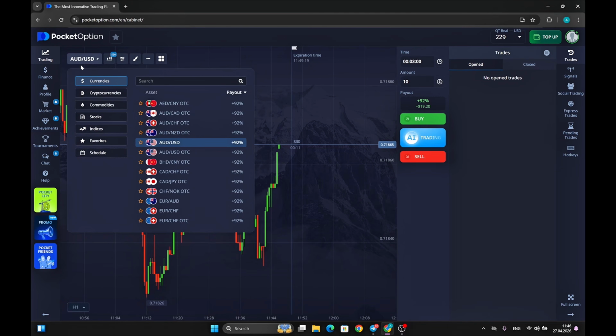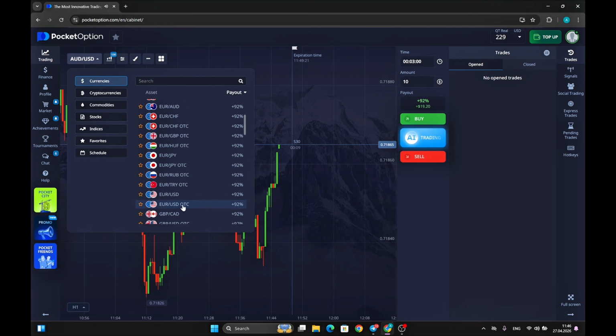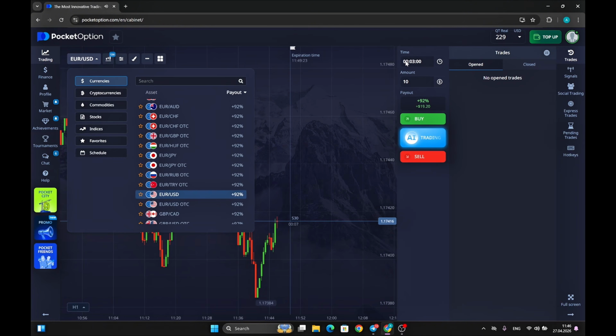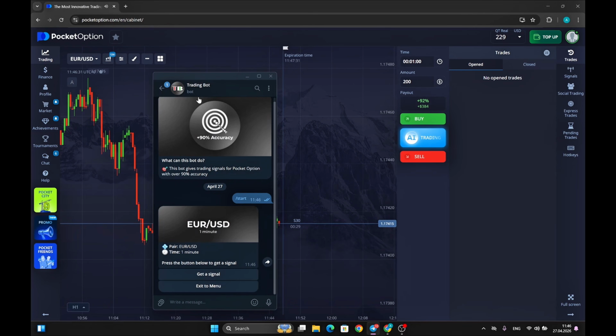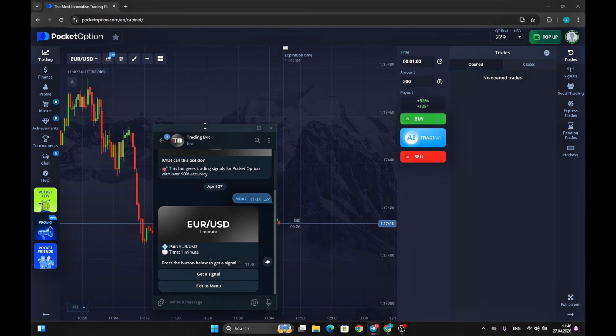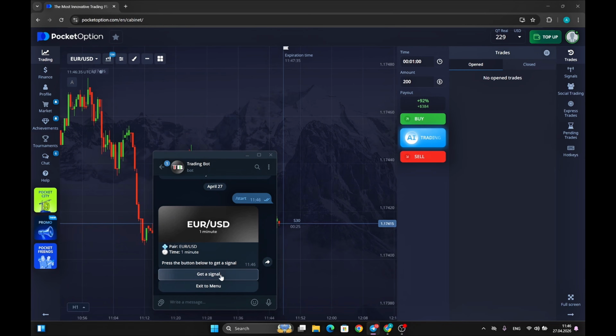With that said, in this video, I'm going to show how a Pocket Option AI trading bot works in practice. We will cover how the bot operates behind the scenes, what kind of data it analyzes, and how it generates signals. The goal is to give you a clear understanding of how such systems work, without exaggeration or unrealistic expectations.